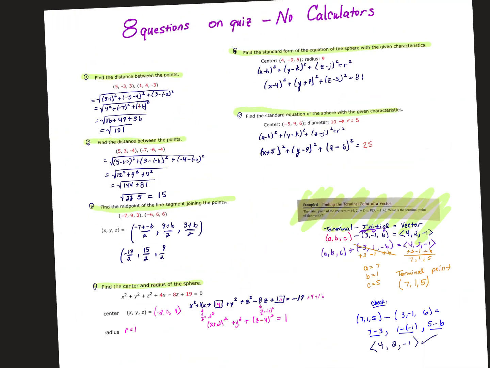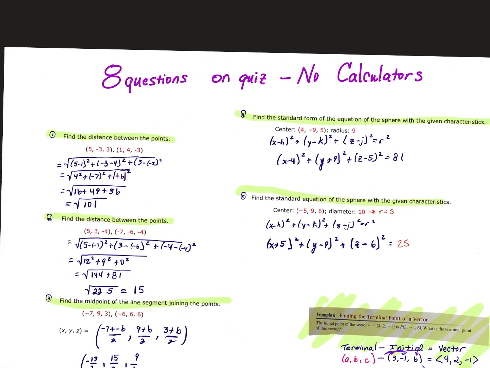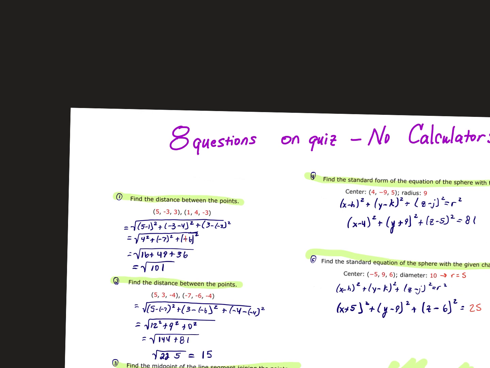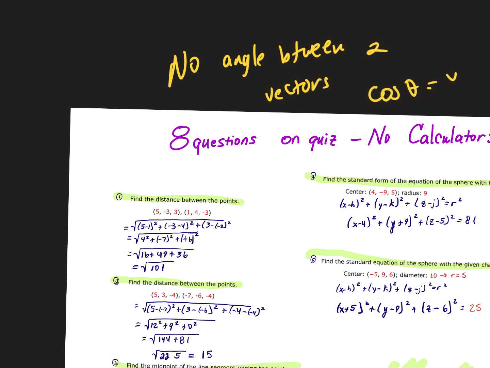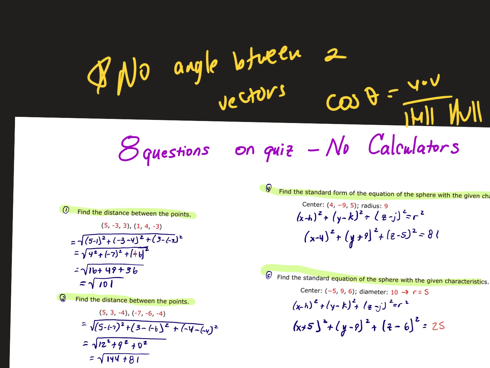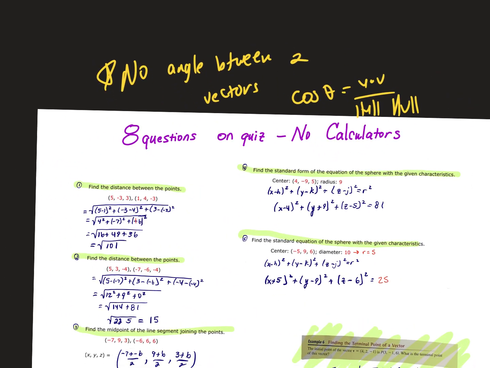So your quiz tomorrow, what does it say at the very top of the answers? 8 questions on the quiz. No calculators. There is no angle between 2 vectors. There's none of this one: cosine theta equals dot product over the magnitude. I didn't do one of those. That's the only one you would need a calculator for. I just didn't put it on.